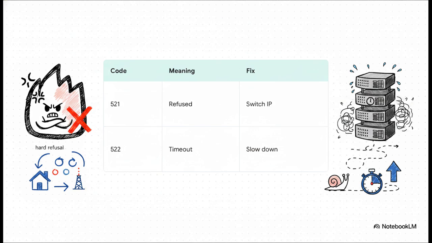On the flip side, a 522 error is a connection timed out. The server isn't necessarily blocking you on purpose, it's just completely overwhelmed and sweating bullets trying to keep up with your requests. To fix a 522, you just need to bump up your timeout settings and slow down your request rate. Give the poor server a fighting chance to actually process what you're asking for.